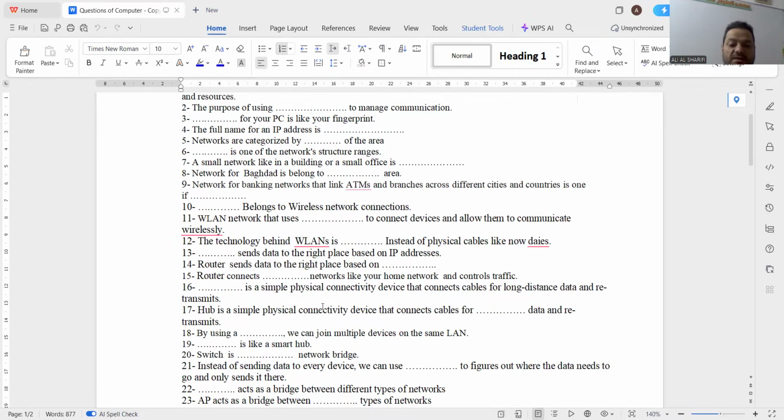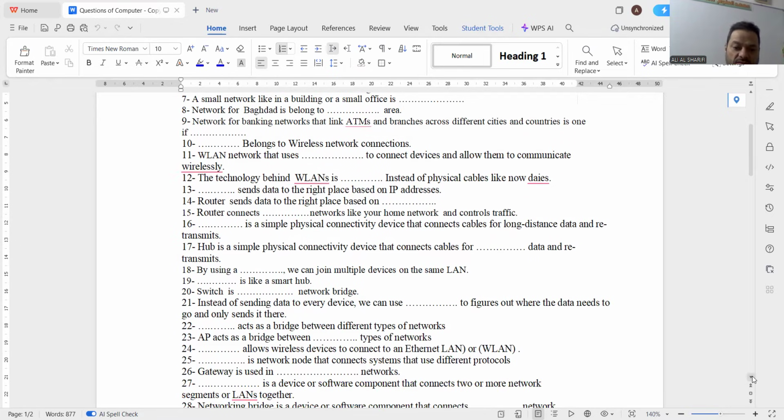What is the smart hub? You should know. Switch is something like a network bridge. Instead of sending data to every device, we can use something to figure out where the data will go. You should know the name of it.